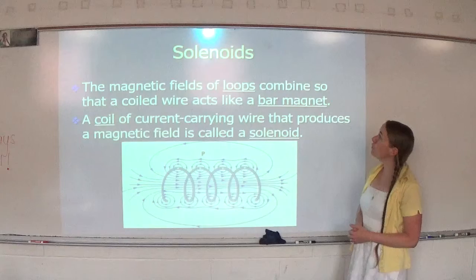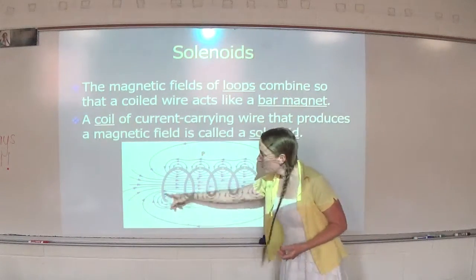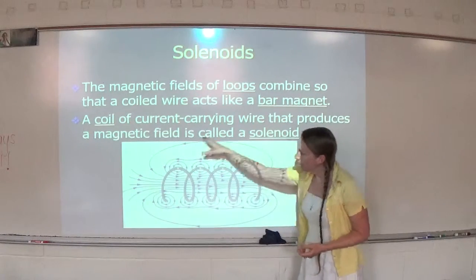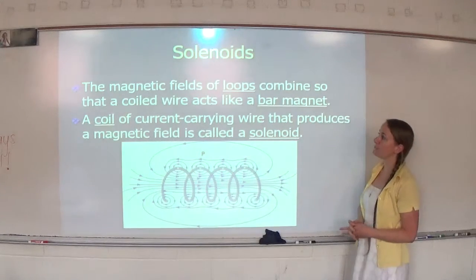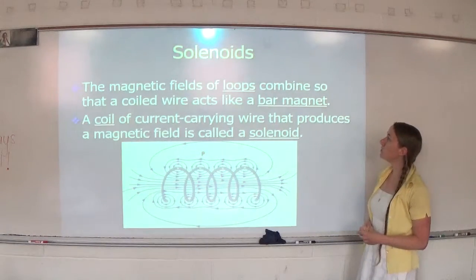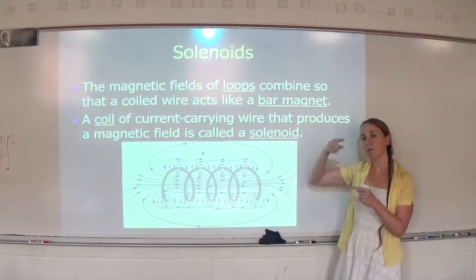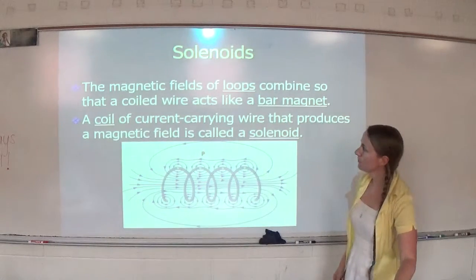The magnetic field of loops combines so that a coiled wire acts like a bar magnet. So if you have a wire that's coiled, it will act like a bar magnet. You can see those magnetic field lines. It looks similar to the ones in the previous video where we talked about bar magnets. A coil of current-carrying wire that produces a magnetic field is called a solenoid. So if you have a coiled wire and you're using it as a magnetic field, it's called a solenoid.